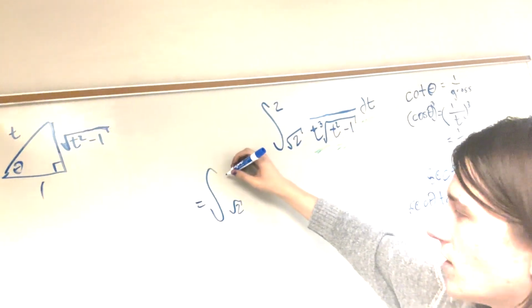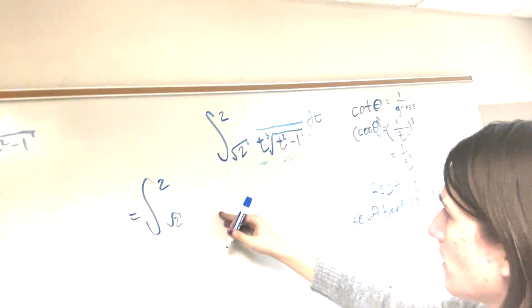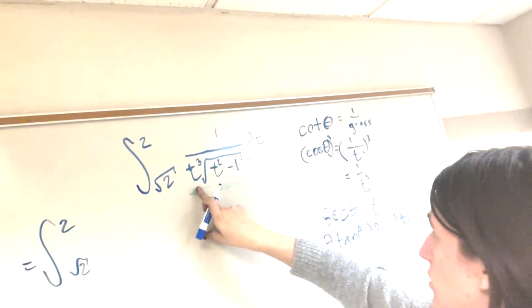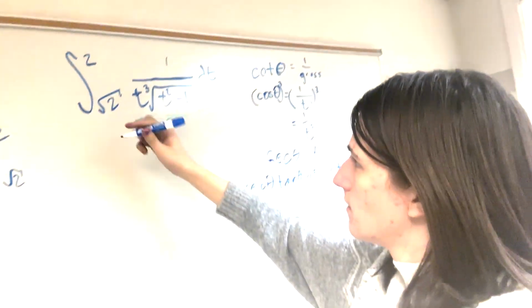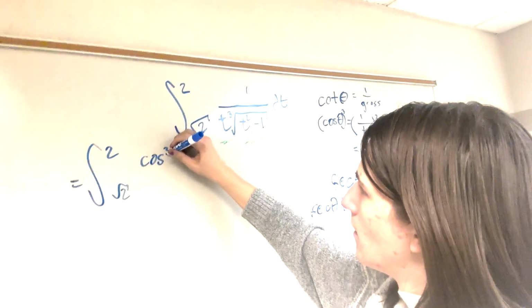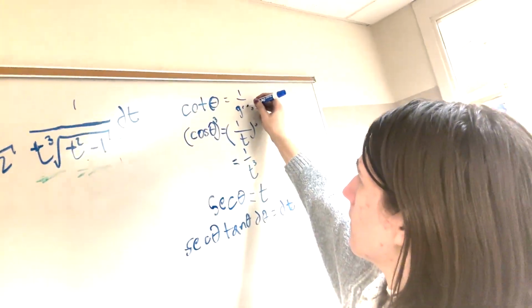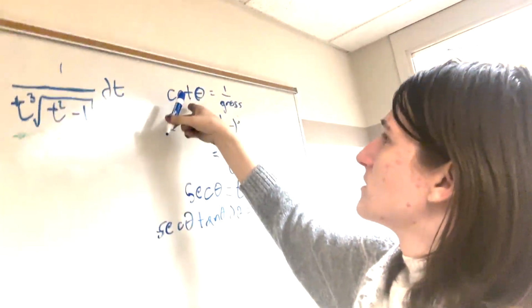From root 2 to 2, we have 1 over t cubed, which we know is just cosine cubed of theta. We have 1 over gross thing. We know 1 over gross thing is just the cotangent theta.